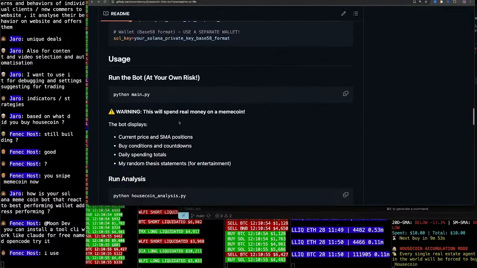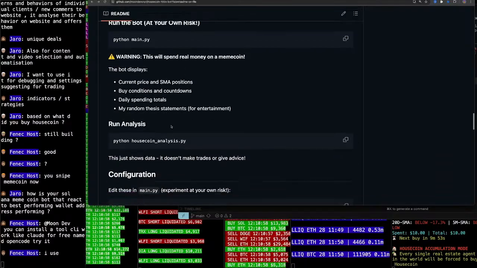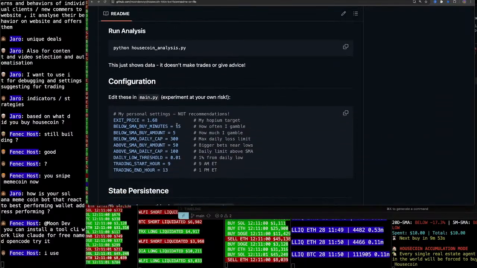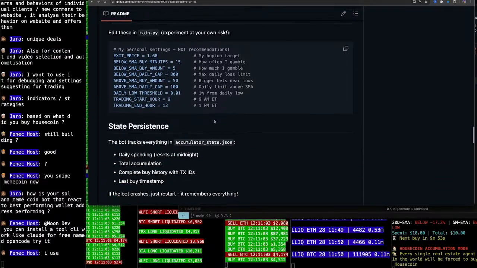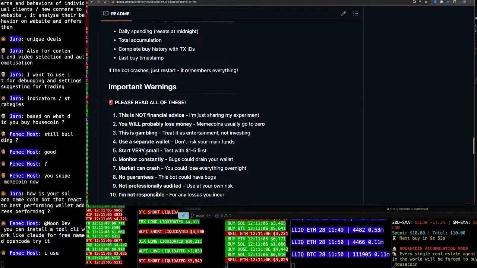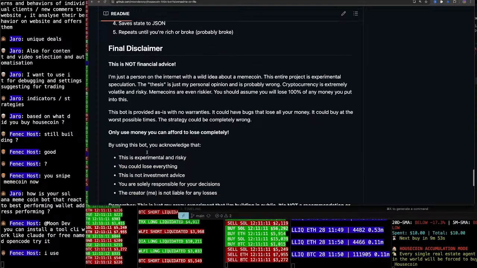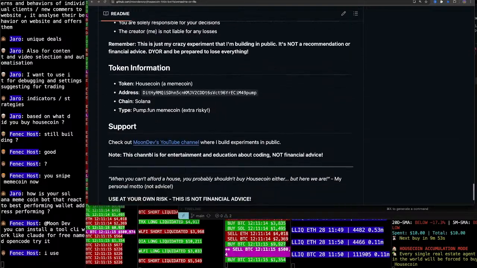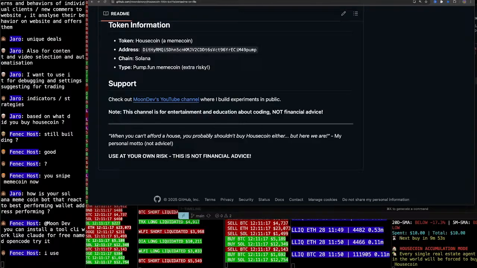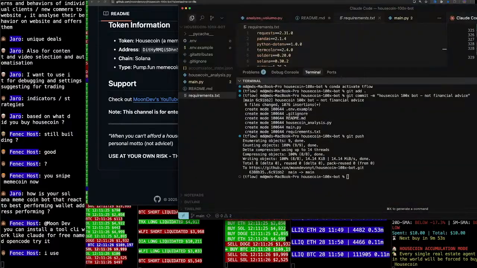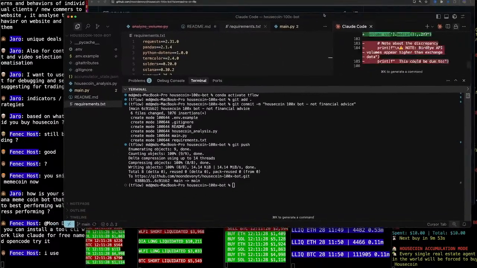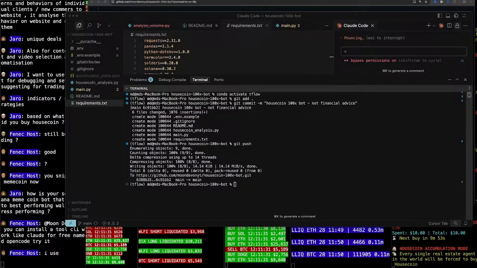Usage, run the bot at your own risk. Warning, this will spend real money on a meme coin. Okay, run analysis, configuration, my personal, okay, state persistence, okay, important warnings. APIs used, full disclosure, address. When you can't afford a house, you probably shouldn't buy a house coin either, but here we are. She's dogging me with the README, bro. Like, I need you to be very clear that it's not financial advice, but I don't need you to rail me.